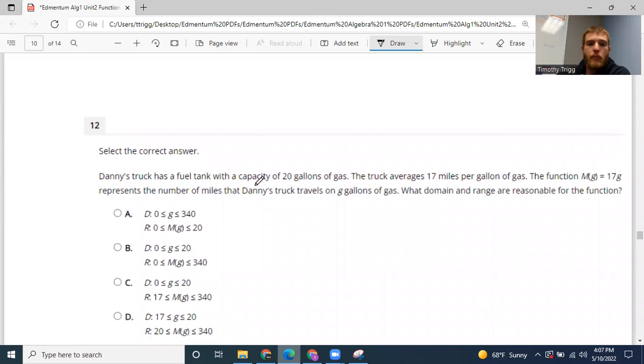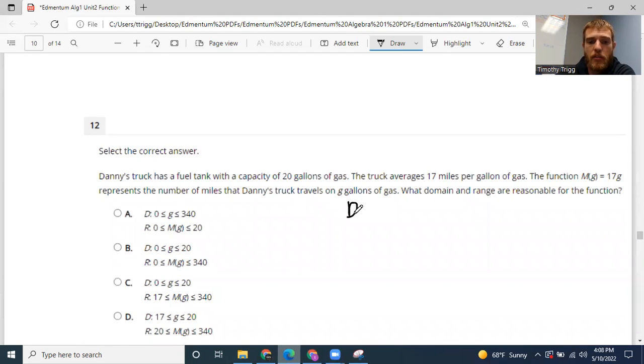Danny's truck has a fuel tank with capacity of 20 gallons. The truck averages 17 miles per gallon of gas. The function m of g equals 17g represents the number of miles that Danny's truck travels on g gallons of gas. What domain and range are reasonable for the function?